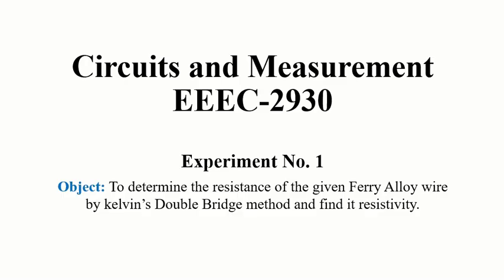So the object of experiment number 1 is to determine the resistance of the given ferrialloy wire by Kelvin's double bridge method and find its resistivity. The Kelvin's double bridge method is a method employed for measuring low values of resistance.